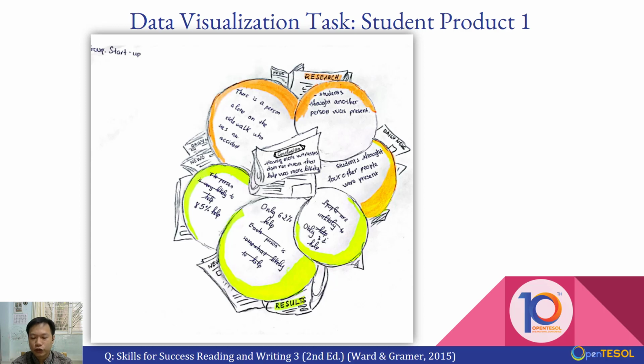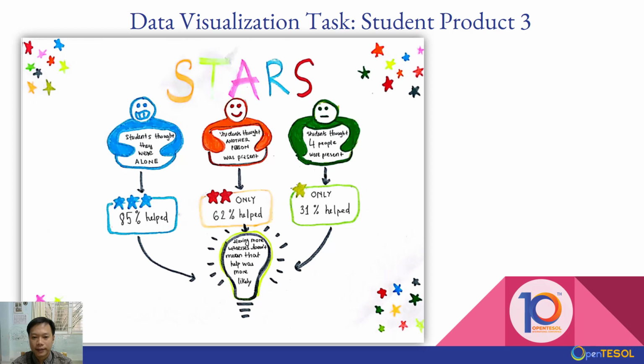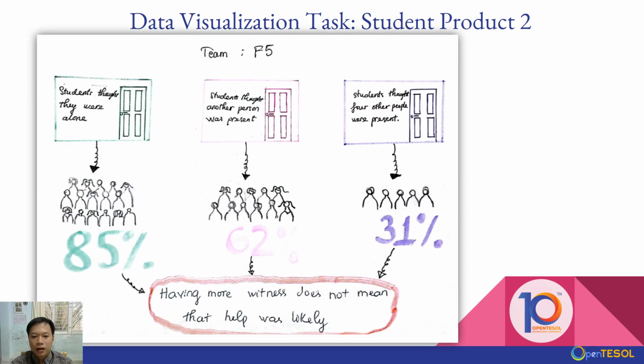The startup team could learn a lot from the exhibition of Team F5 and Team Stars. But let's look at Team F5 first. Team F5 effectively visualized the data by using pictures of the doors in different rooms mentioned in the reading text, and the number of people mentioned and also the percentage. Although they made a minor grammatical mistake about witness and witnesses.